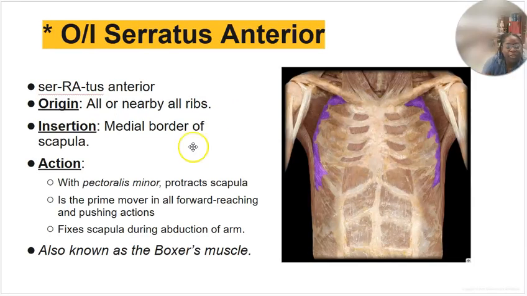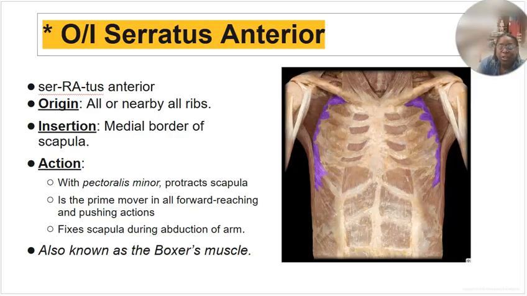All right, next up we have serratus anterior. Once again, we have to know origin and insertion. And so the origin is really nice. As you can see, it's basically all the ribs. So very good. Just write all ribs on your practical. And the insertion is going to be the medial border of the scapula.